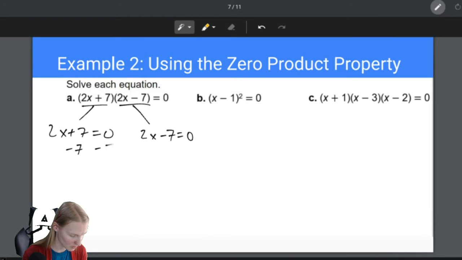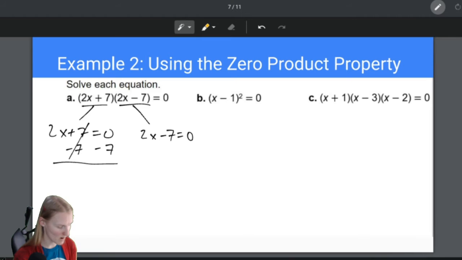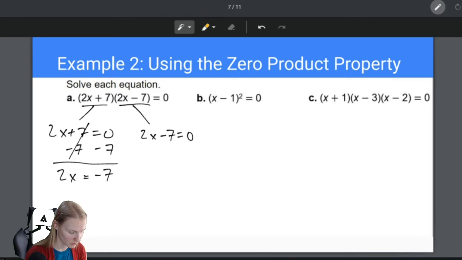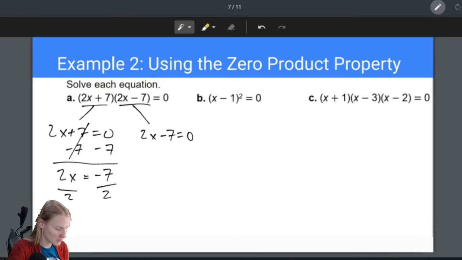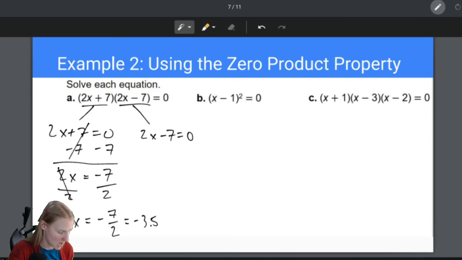But now I'm just going to solve for x again. So I'll subtract 7 and they go away. 2x equals negative 7. And now, to get x by itself, I just need to divide by 2. Those go away, and now I get x is negative 7 over 2. Let's see, if we put that in our calculator, this is also negative 3.5. So you can do it whichever way you want, fractions or decimals. I don't mind.